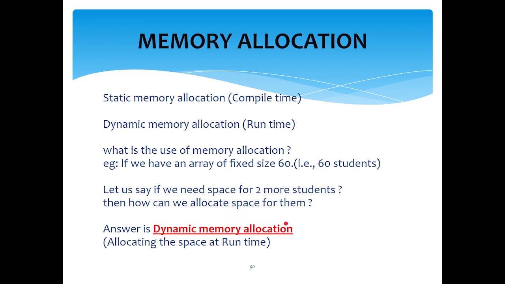The answer to that question is dynamic memory allocation: allocating the space at runtime. While running, the space is being allocated, not while compiling. While compiling, you will get compile time errors, right? But here we are allocating the space at runtime. That is called dynamic memory allocation. Allocating the space at runtime is called dynamic memory allocation.